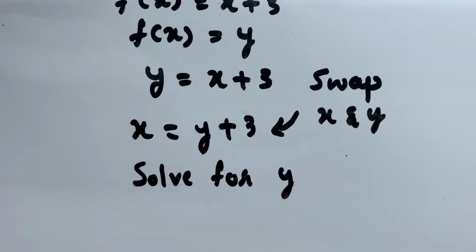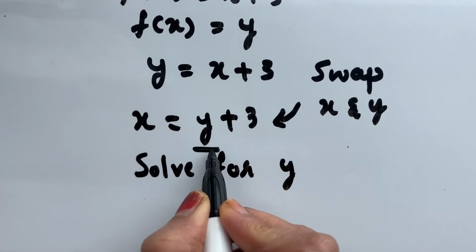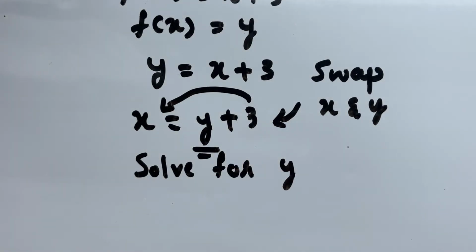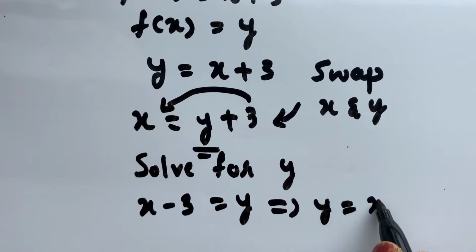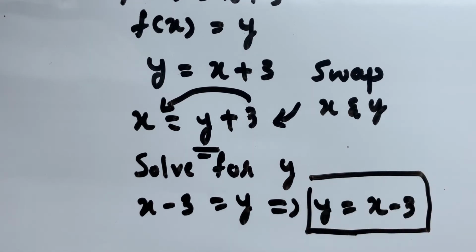That means you have to write y in terms of x. What is y then? Y is equal to, just take 3 to the left hand side of the equation. So x minus 3 is equal to y, or y is equal to x minus 3. So this is our inverse of the function f of x is equal to x plus 3. This is our inverse. F inverse of x is equal to x minus 3.